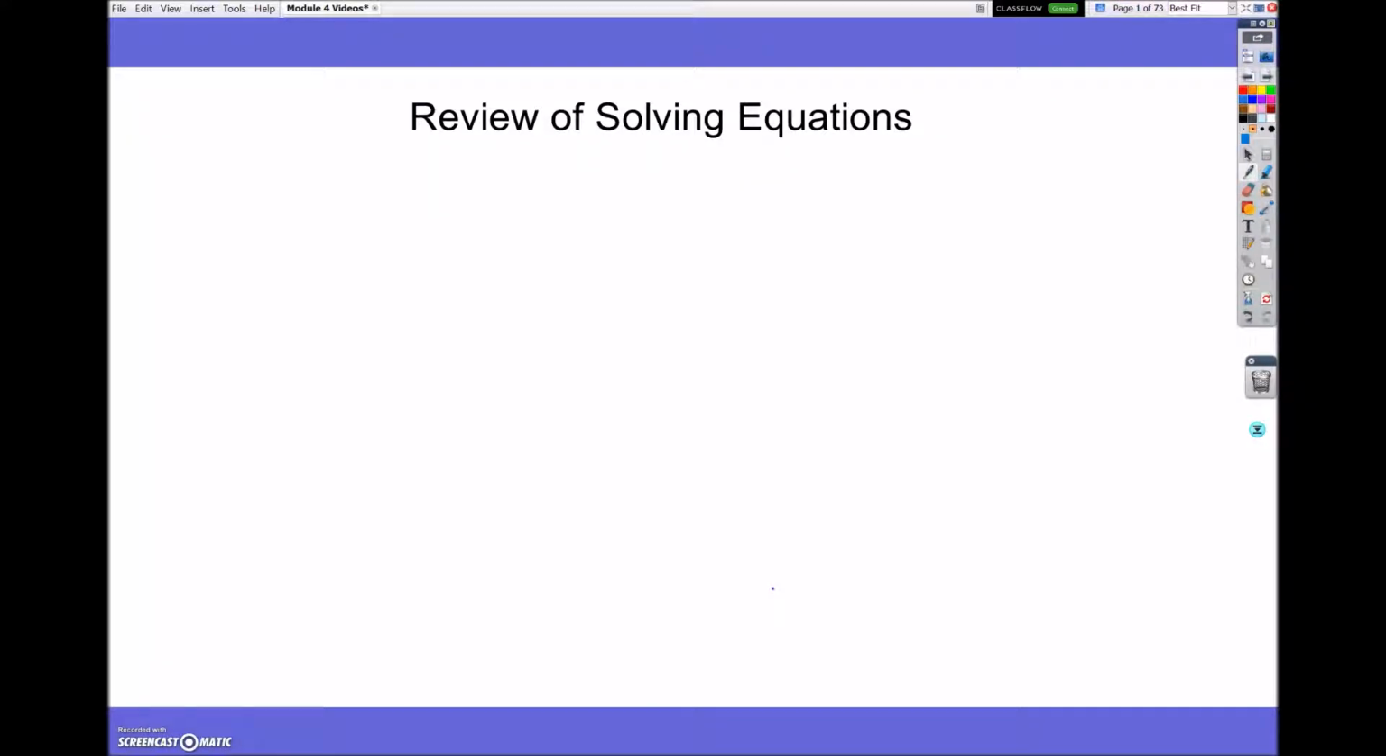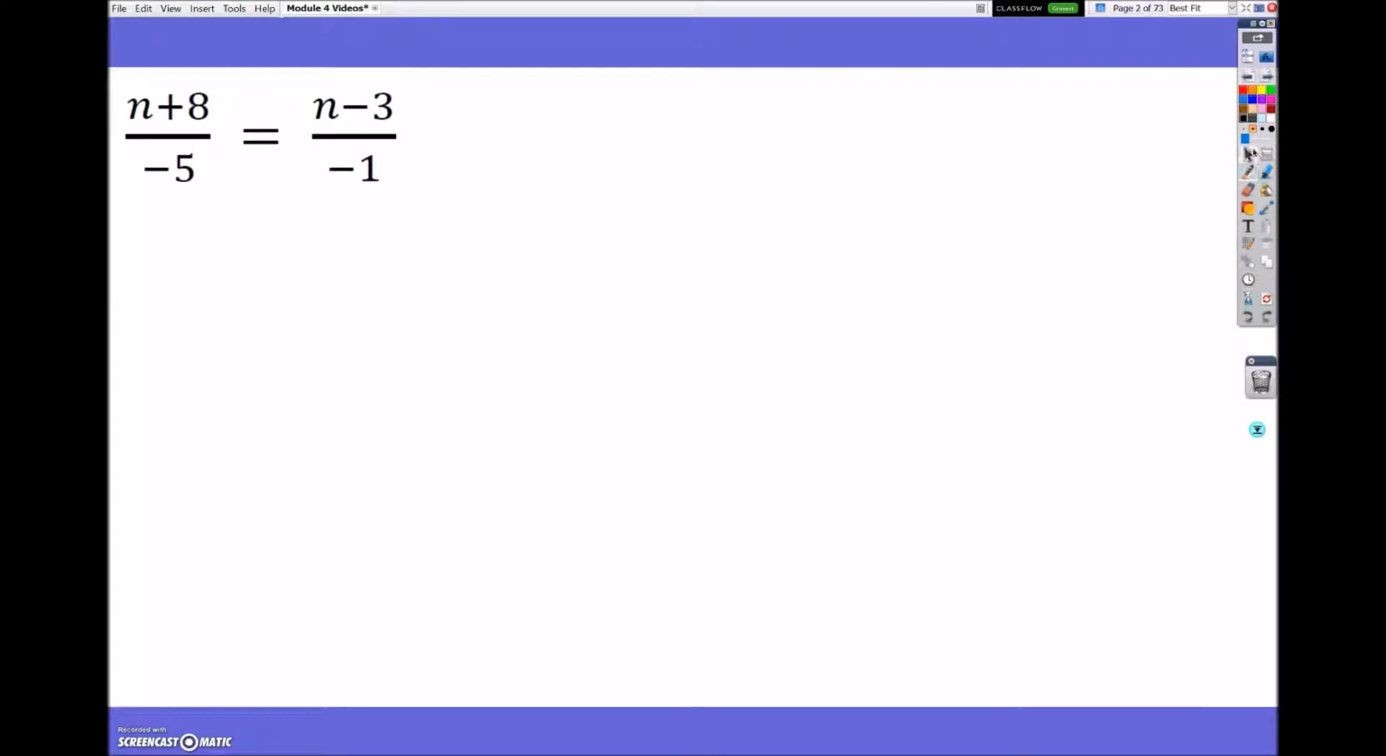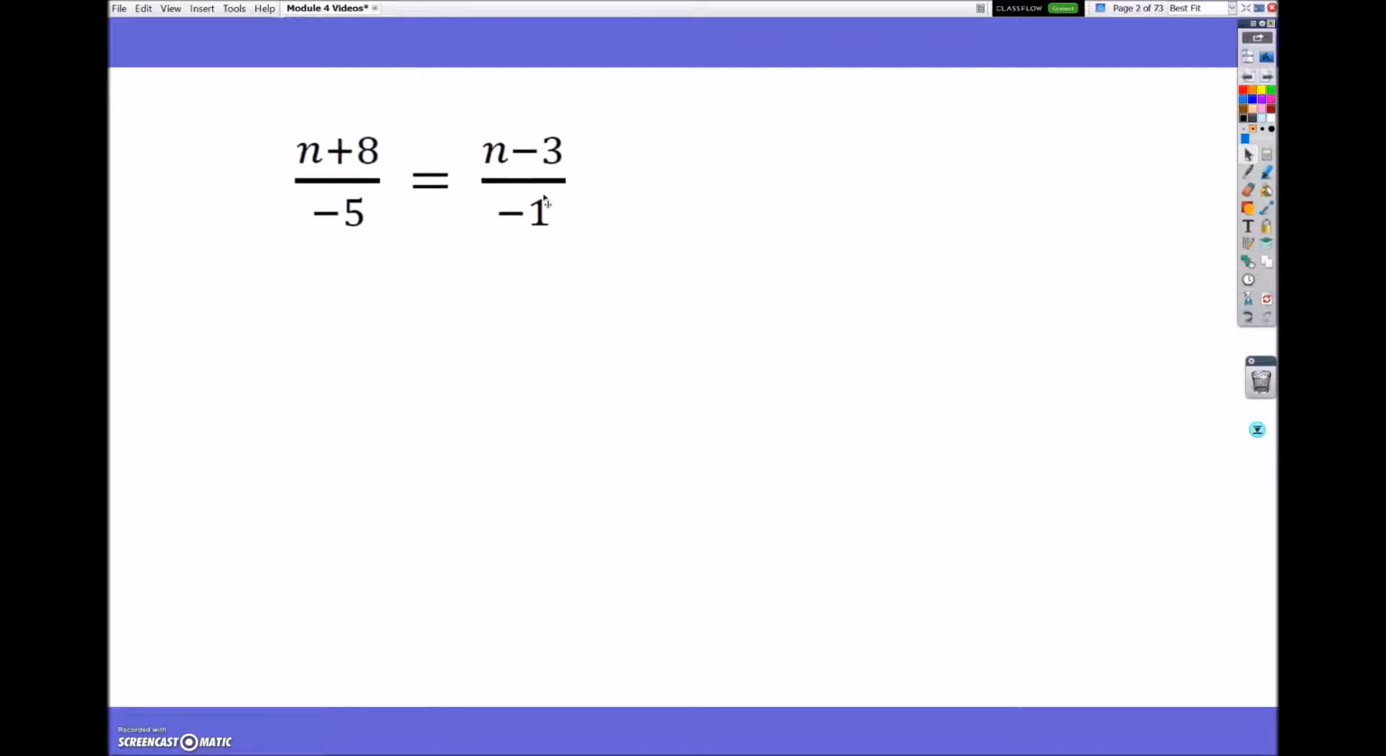Hey guys, today what we're going to be doing is looking at solving equations. So this is going to be a little review from what we did at the beginning of the year. And so what we're going to do is remind ourselves about certain strategies.